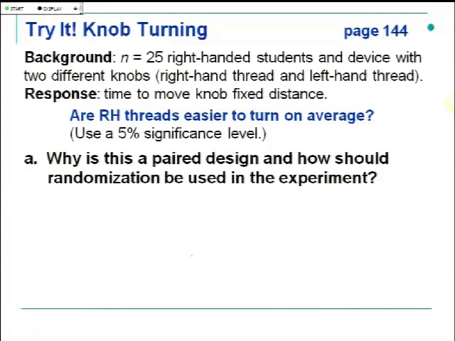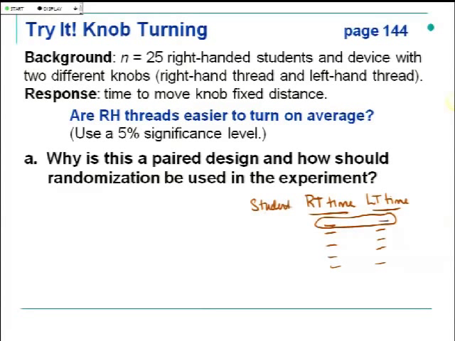Why is this a pair design, and how should randomization be used? Well, it's a pair design because it's the classic one. Each person gets measured twice, a right thread time and a left thread time. I can imagine the data set. Here's your right thread time as one column of data, and here's your left thread time as your second column of data. And why would I want to compare that first number in each of those 2 columns? Because they came from the same student. 2 observations on the same person is why it's paired. It's a pair design because there are, if you want to think about it, 2 treatments on the same person. The treatment being which knob they have to turn.